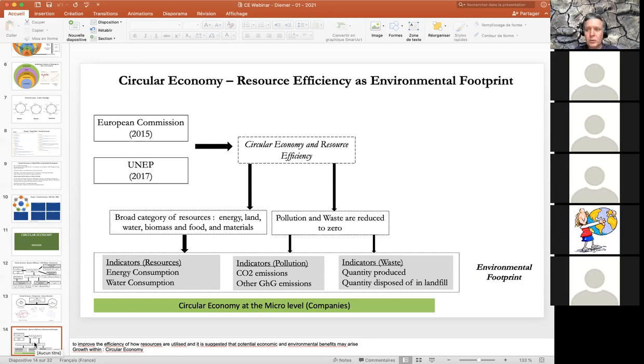When you use energy, when you produce a product, you have greenhouse gas emissions. If you check today the companies and even the city, because the city uses the same indicators, you have resource indicators, pollution indicators, and waste indicators. I mean, energy consumption, water consumption, CO2 emission. If you check this, they are very simple indicators.